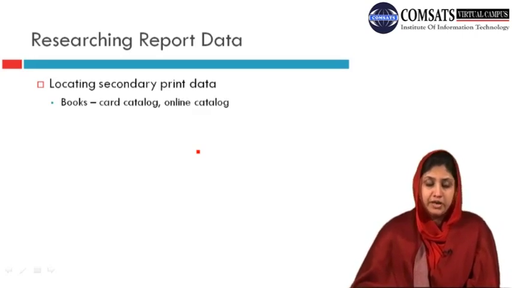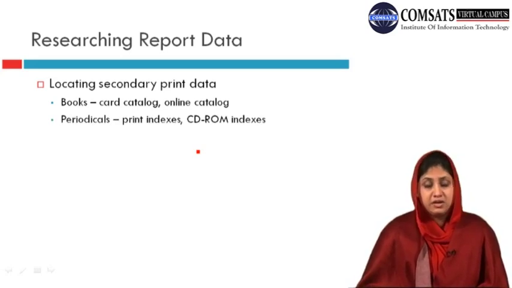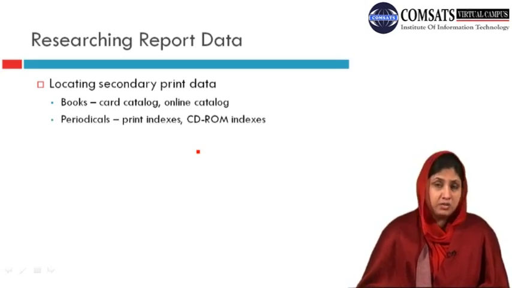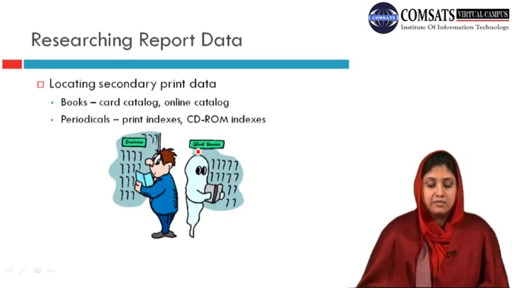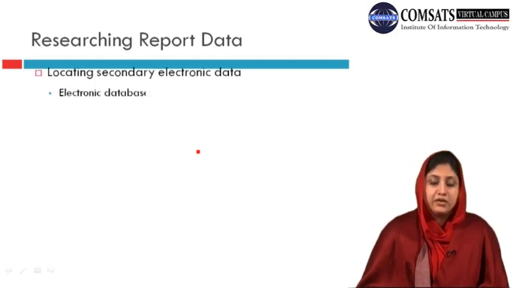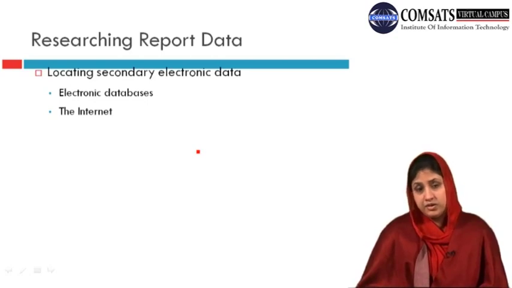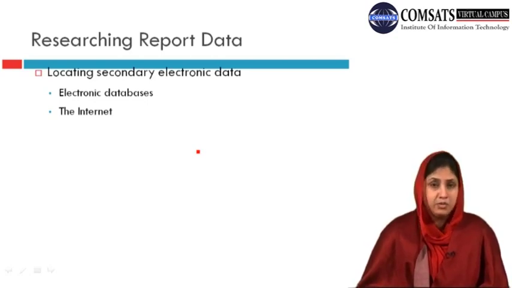So you locate your secondary data which are usually books, card catalogs, online catalogs, periodicals, print indexes, CD-ROM indexes, and anything that is already published or shared officially. Locating secondary electronic data can be electronic database. It can be either the worldwide cybernet, or it can be your official database, the internet.